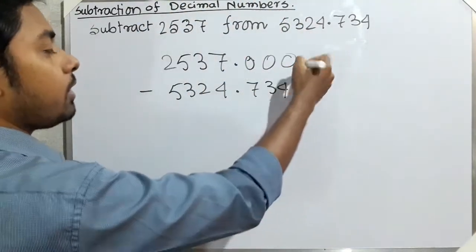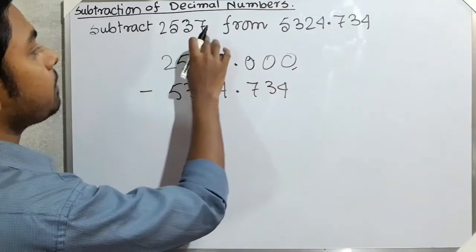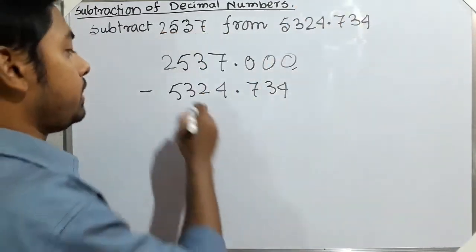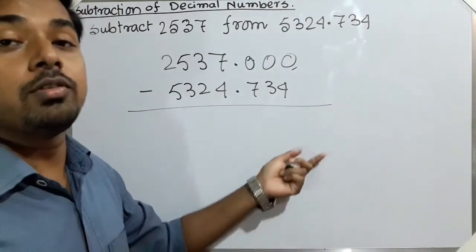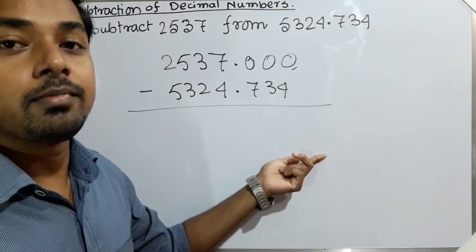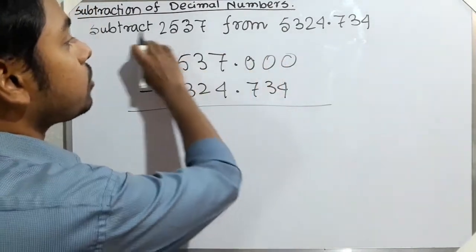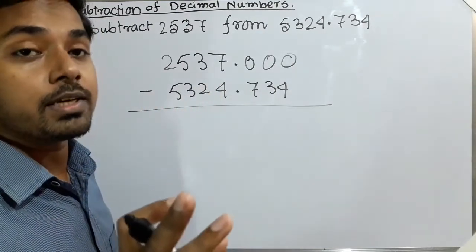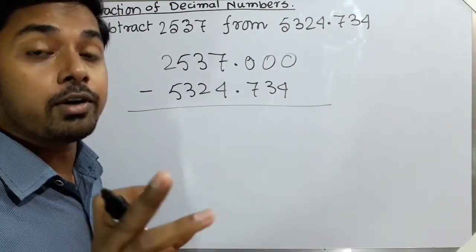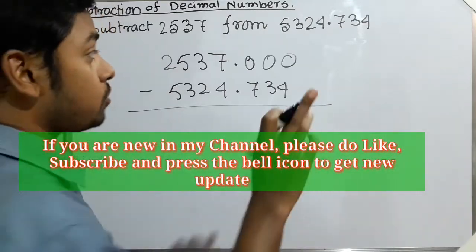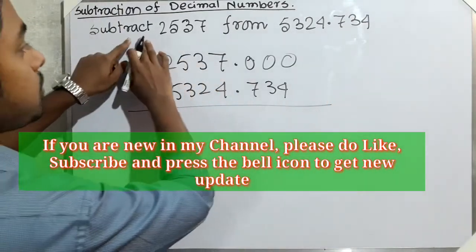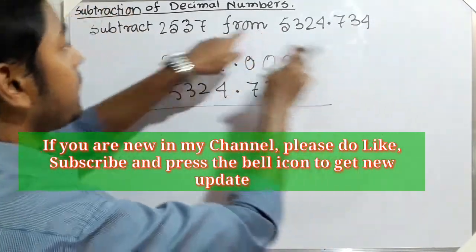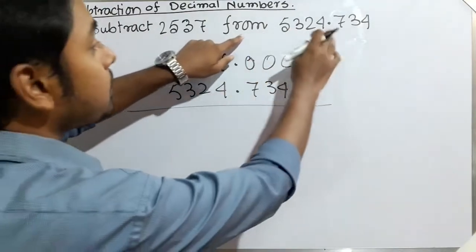Wherever they understand that this is a natural number, meaning 0.00, they directly do this. They don't even read the question carefully. Don't make this type of mistake. First of all, read the given question carefully. So what is the question given here? Subtract this number from this number. From means what? Subtract this number from this number.